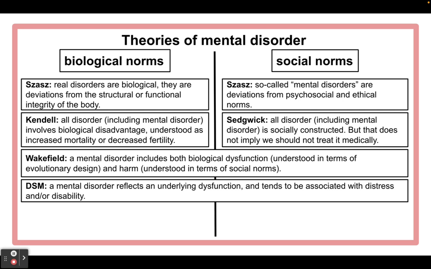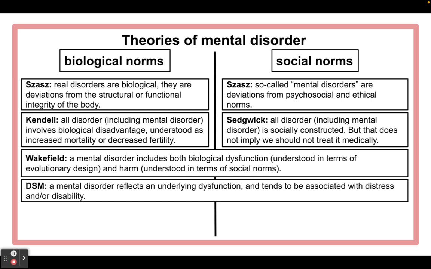So, what does that mean? What I mean by that is that mental disorder is normally seen as a deviation from some norm. Some people think that it's a deviation from some biological norm. Some people think that it's a deviation from a social norm. Some people want to combine the two. This is how we can understand these different theories.